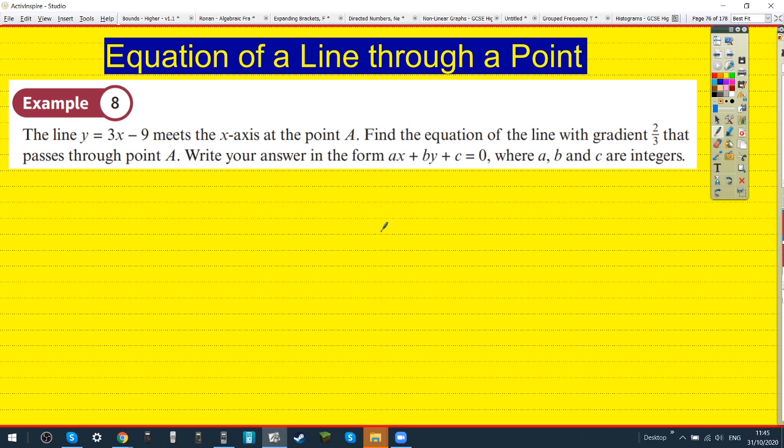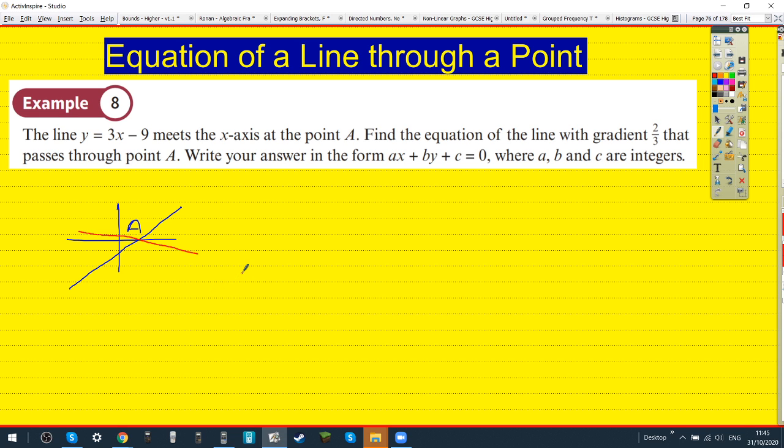So could we? Should we sub in y equals 3x minus 9 first, or no? Into ax plus by plus c. Let me see. The line y equals 3x minus 9 meets the x-axis at the point A. Find the equation of the line with gradient 2/3 that passes through A. So we need to find another line that passes through the same point.